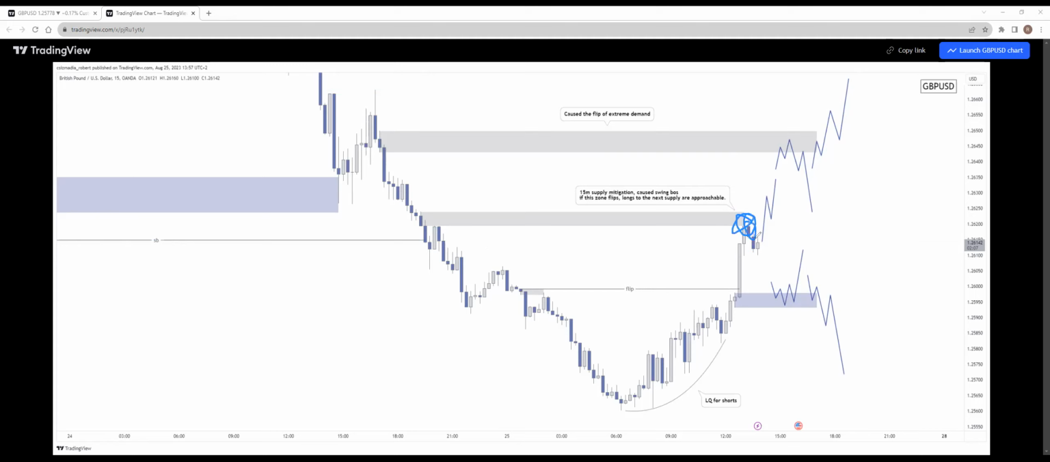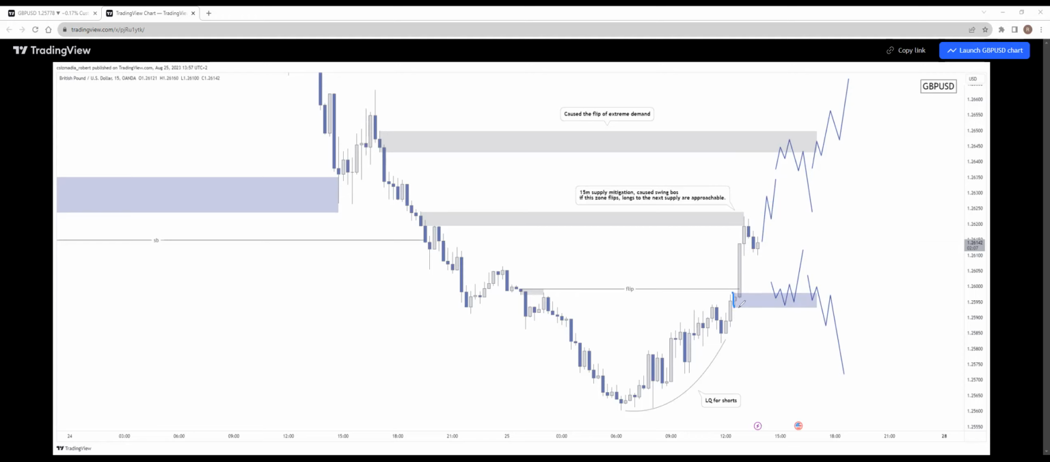So price has reacted on this 15-minute supply before session open, and I have marked and drawn a possible scenario right here, which was a flip scenario. Also, I haven't drawn a short confirmation entry here, but technically we could look for this possible opportunity here too.